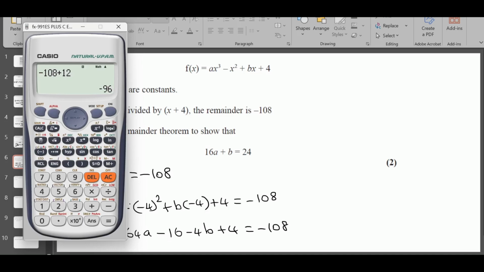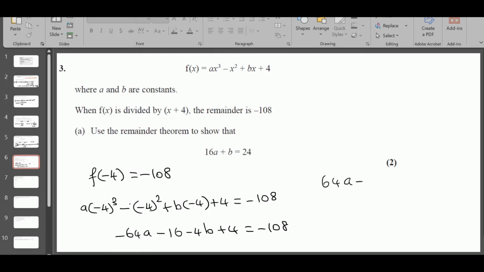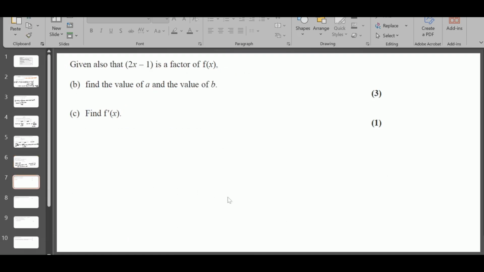is minus 96. So you have 64a minus 4b is equal to minus 96. Divide throughout by negative 4. We'll get 16a plus b is 24. That's all. It's a 2-mark question. Part B now. Given also that 2x minus 1 is a factor of f of x.